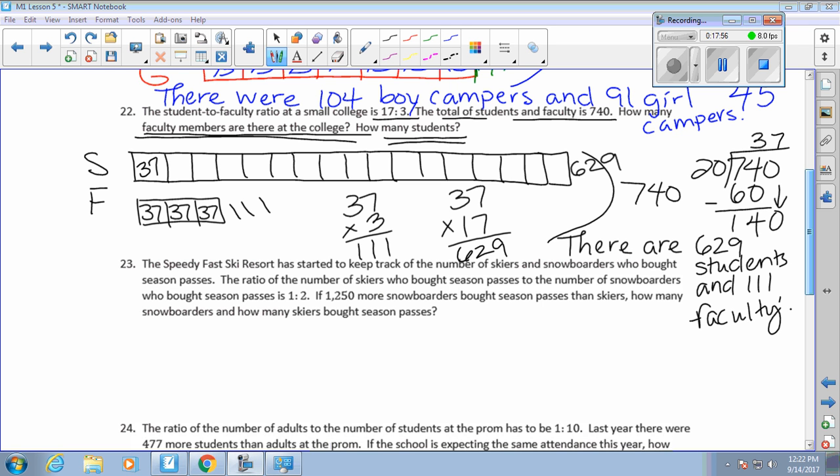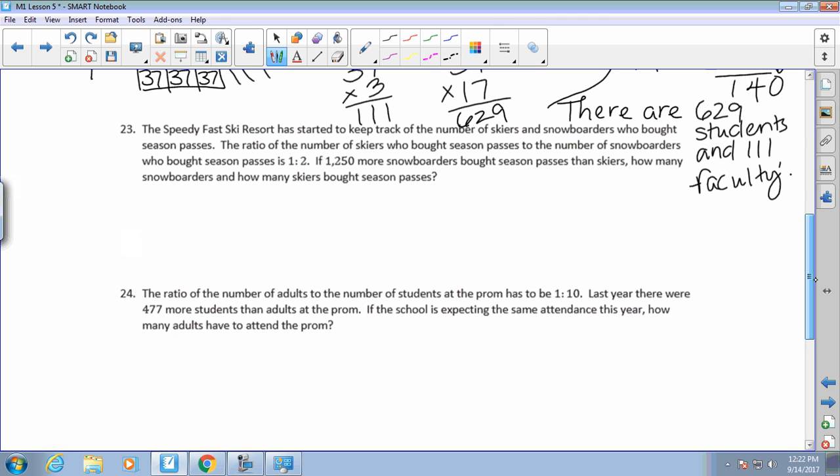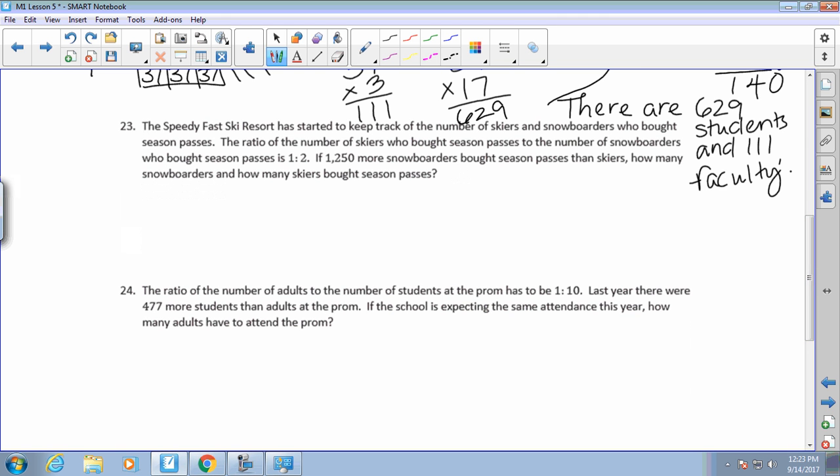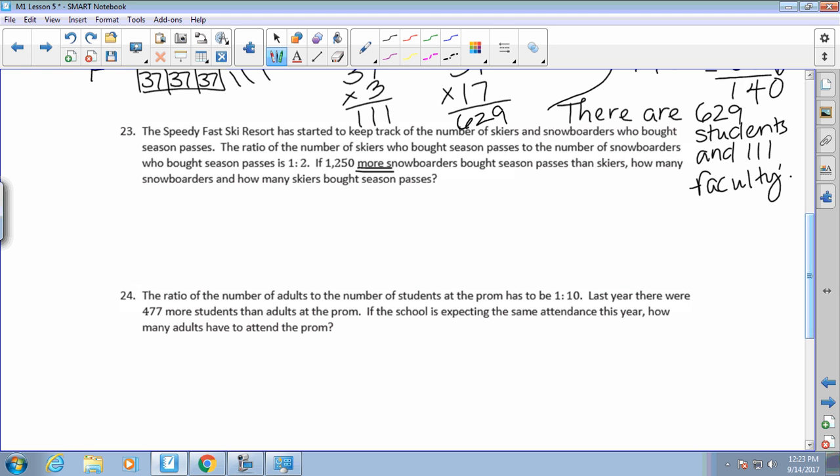All right. The homework for tonight was to figure out question 23 and 24. I'm going to point out a few key words for you. In question 23, it tells you how many more. So you're looking for that amount, or you're going to label the amount that's above and beyond the skiers. And down here, it's talking about the ratio of adults to students at the prom. It has to be 1 to 10. And again, they are telling you the amount that is more. So you are looking for the sections above and beyond what has an equal match, okay?